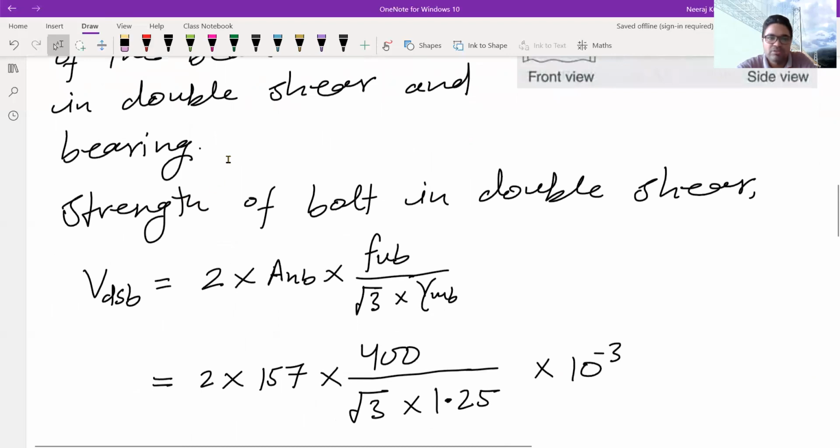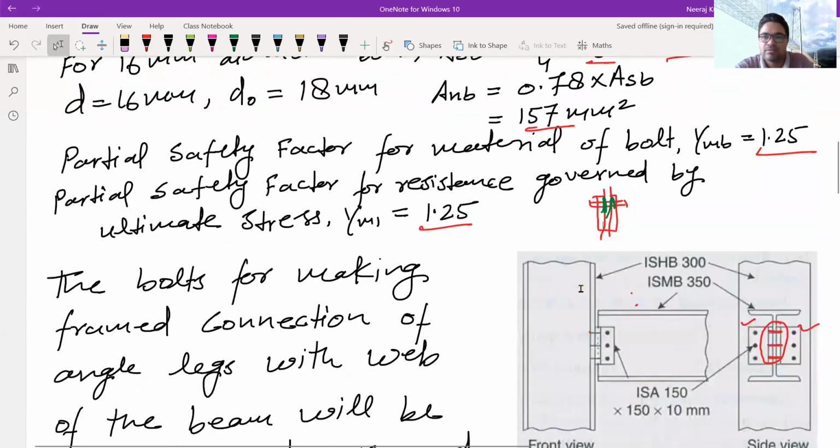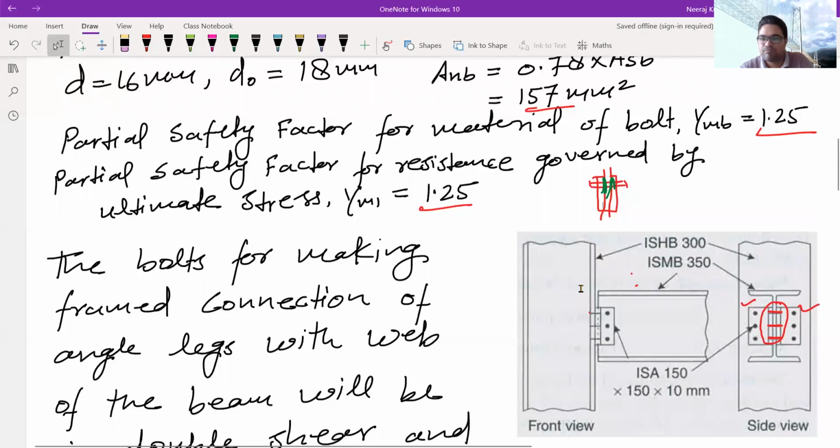Now we can find out the strength of the bolt, because that is what we have to find out. The reaction which can be transferred through this joint: there are 3 bolts provided, 1, 2, 3. If we calculate the combined strength of these 3 bolts, that will be equivalent to the reaction which can be transferred through this joint, because this joint is connected with these 3 bolts. So if we calculate the strength of these 3 bolts and add them, that magnitude will be equal to the reaction which can be transferred through this joint. So this is what we are going to do.